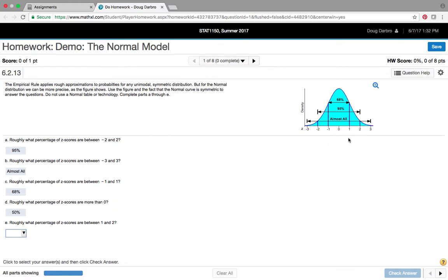Between 1 and 2, well, we did that earlier, right? So we know that there's 95 from here to here and 68 from there to there. So if I take 95 minus 68, and then just divide that by 2, I get, what, 13.5%?